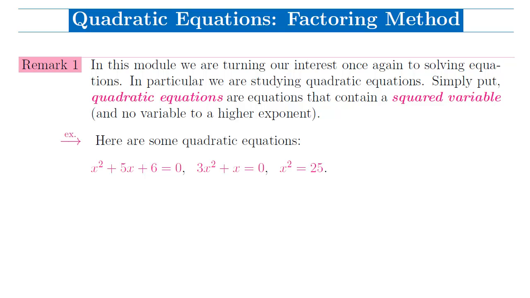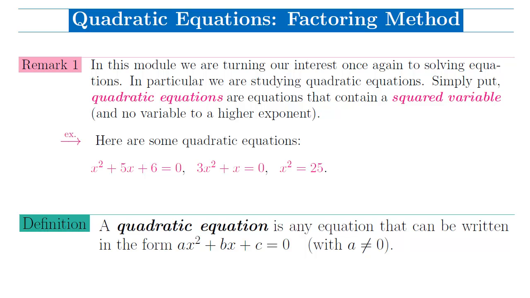Here are some quadratic equations. x squared plus 5x plus 6 equals 0. 3x squared plus x equals 0. x squared equals 25. In each of these examples, notice that the highest degree or the highest power on the variable is 2. Hence, they're called quadratic equations.